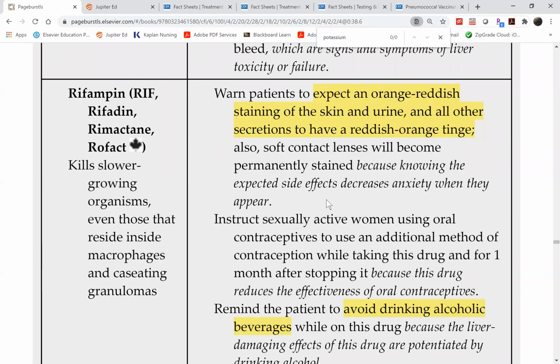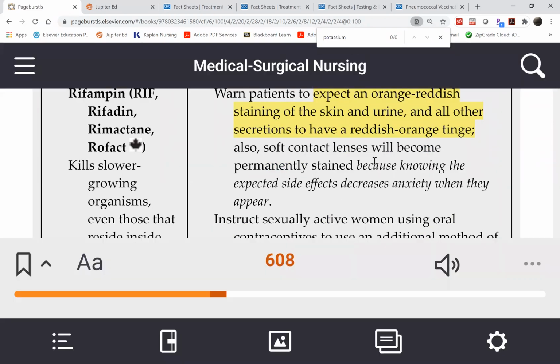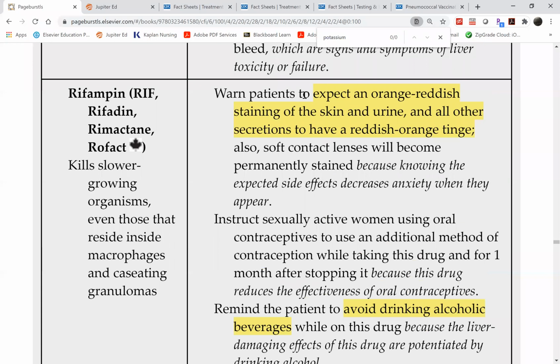And then for rifampin, this one, I was on Twitter. Stain your urine. Somebody retweeted it, and it was some guy saying something about girls.